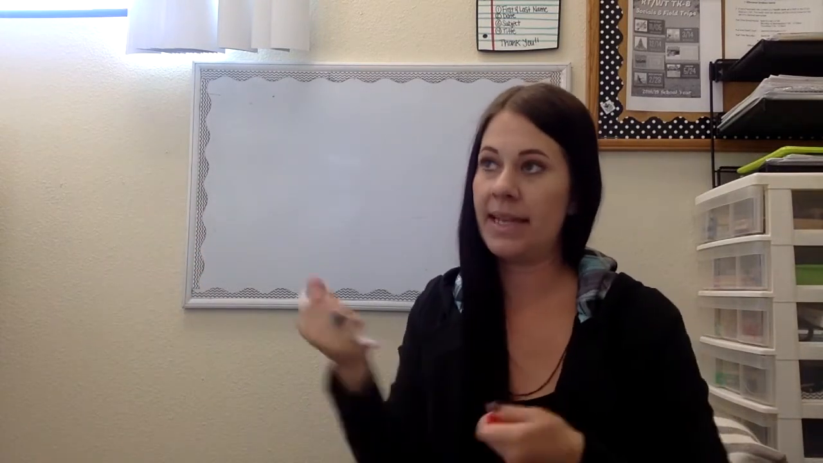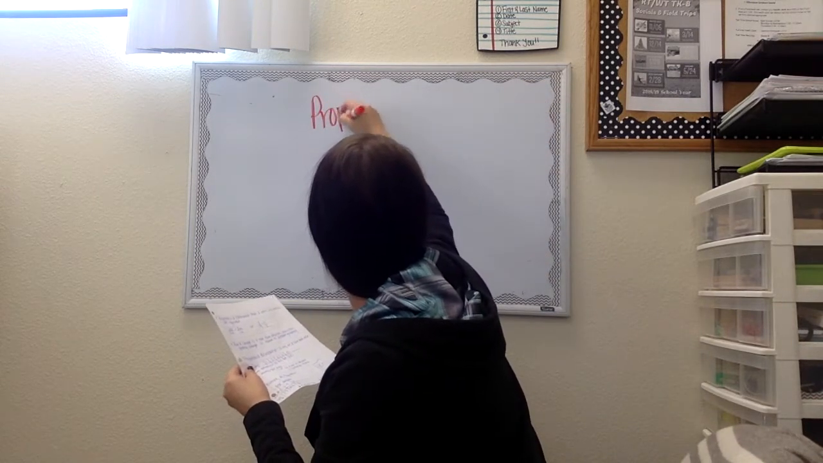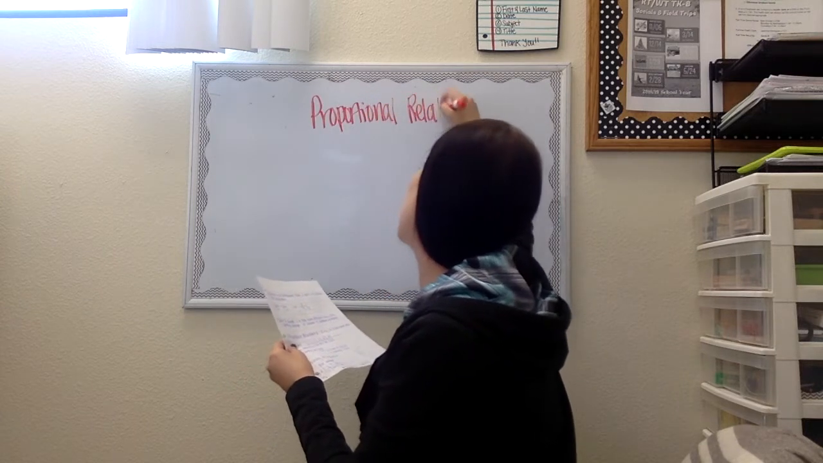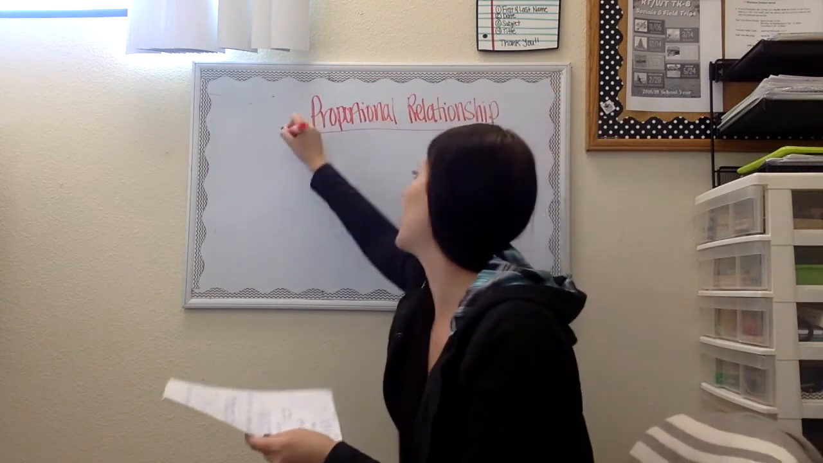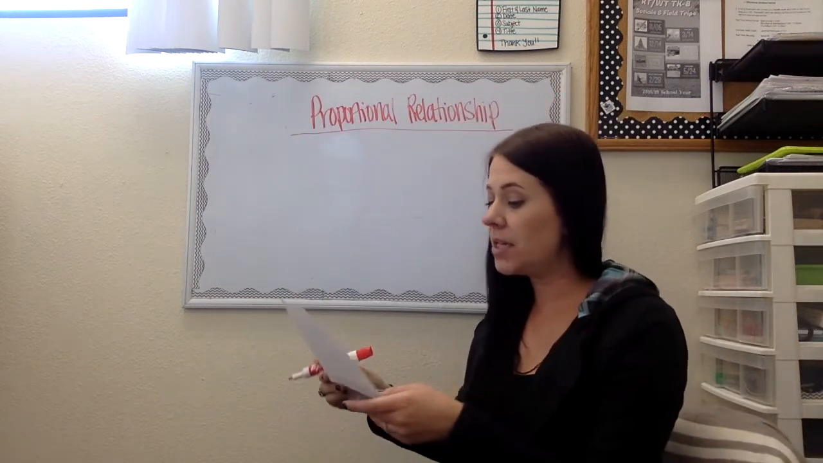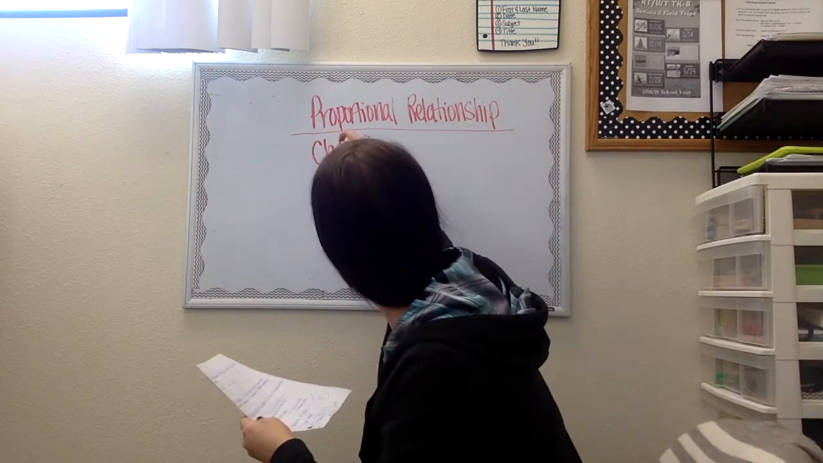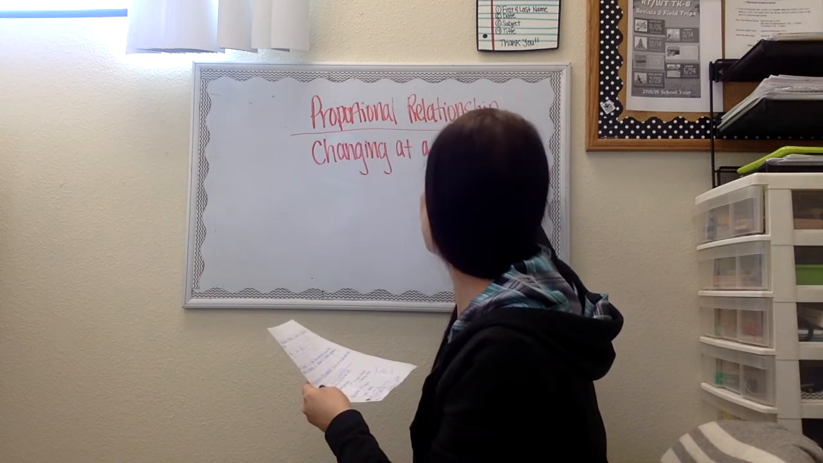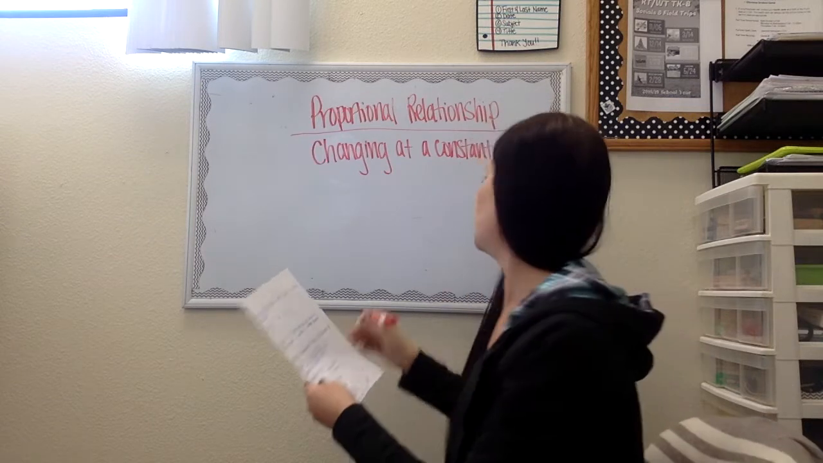So what you need to know, lastly, before I show you some examples, is a proportional relationship. And that's what it's going to be asking you. All the questions you do will say, is it a proportional relationship? Okay? So what this means is that those two quantities I was talking about are changing at a constant rate. Okay, so I'm going to show you an example.